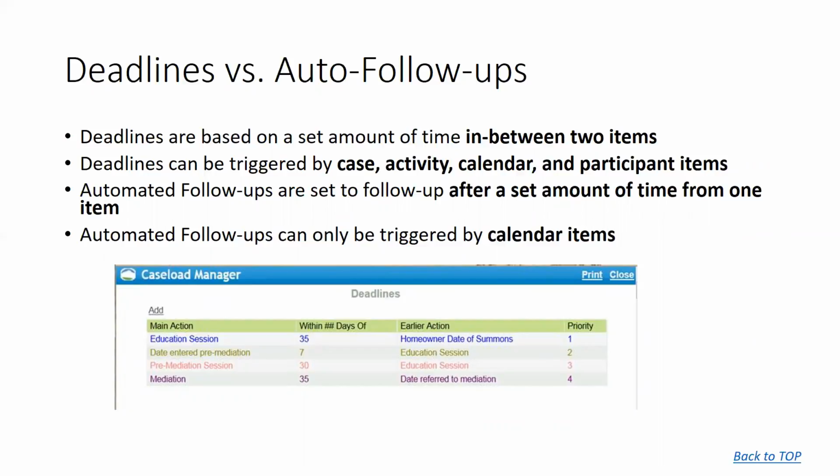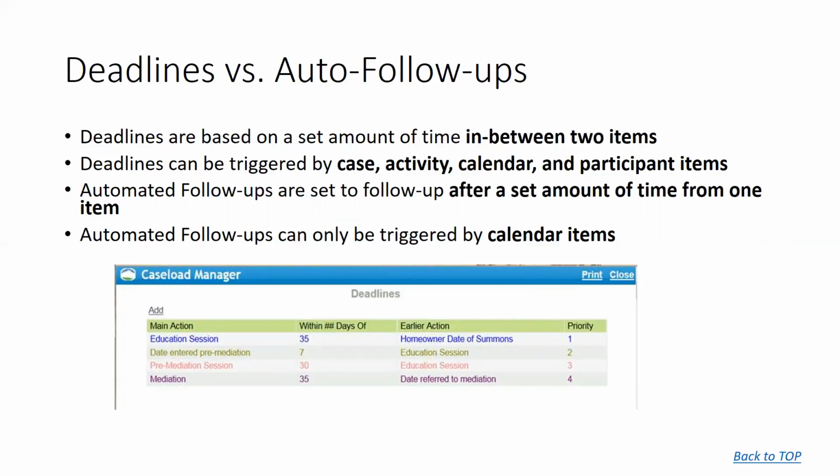Clients have to schedule that within 35 days of the homeowner date of summons. So if they receive the homeowner date of summons on date 1, then if they get to day 36 and Caseload Manager notices, hello, you have not scheduled your education session, then they will have passed the deadline. Got it? That means they are in the bad zone. And it means that the colors for those participants will now change to blue. That's why we've got those fancy colors there, because you can decide.